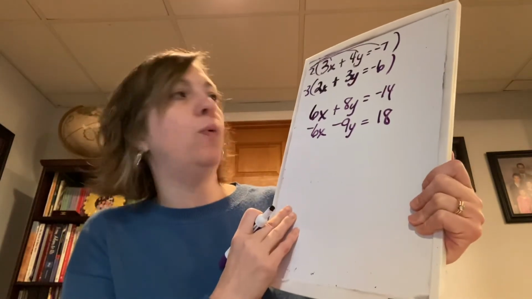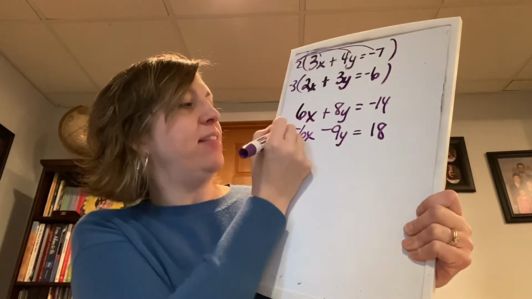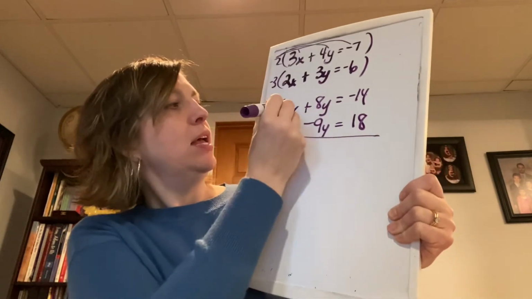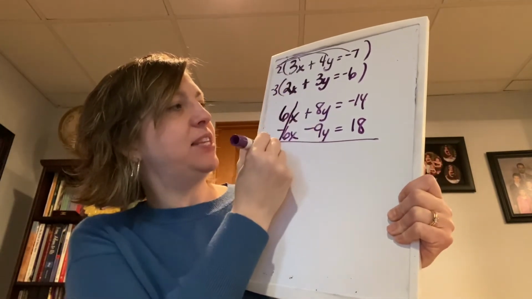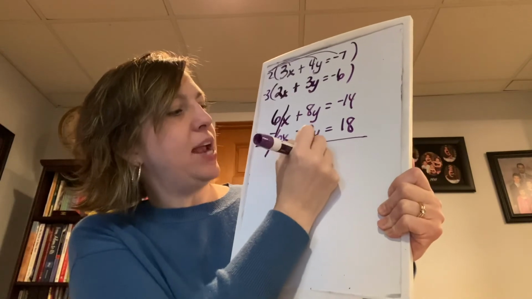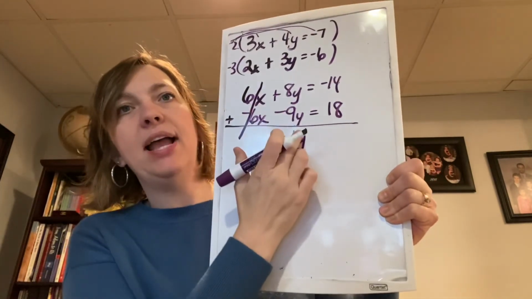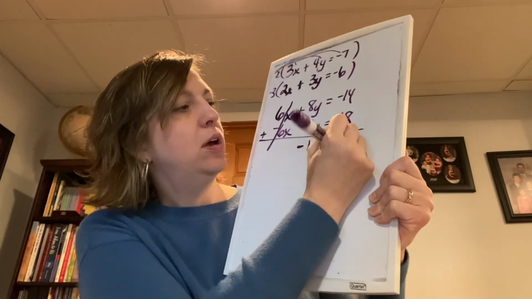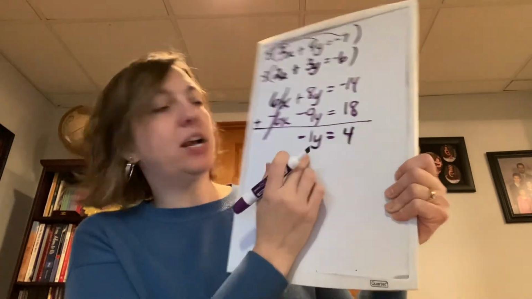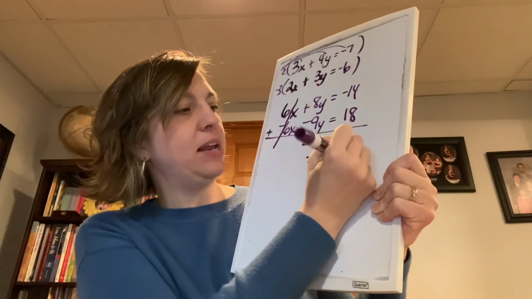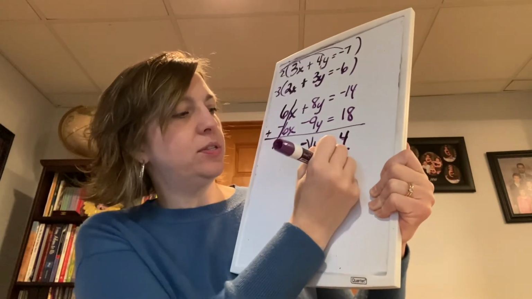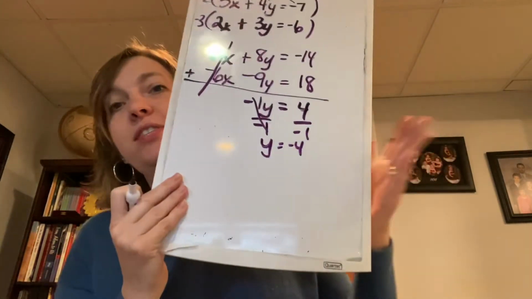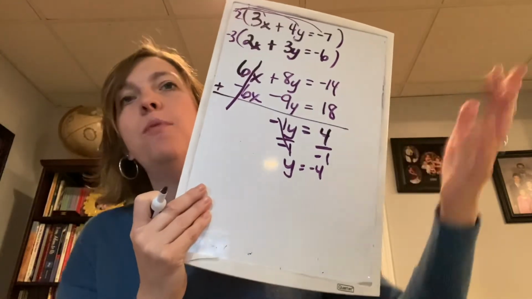I've kept it equivalent. Now, if I add these together, the positive 6 and the negative 6 cancel, and it leaves me with negative 1y. I have 8y, I owe 9y, that leaves me with negative 1y equals positive 4. I've still got to get y by itself, so I'm going to divide by negative 1, so y equals negative 4. Now, a lot of you say, oh, I solved one, I'm done.